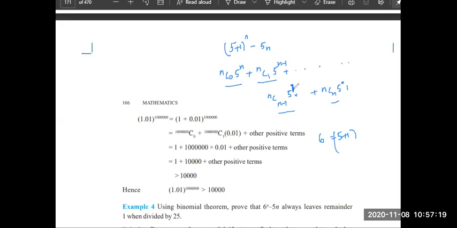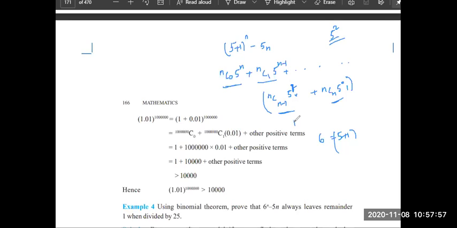Now, don't you think that if we talk about 25, 25 is 5 squared. So all the terms have 5 squared in them except for the last term and second last term. Yes or no? Think about it. As simple as that. Yes, right? So this is your second last term. This is your last term. Now think about it. What is your second last term?